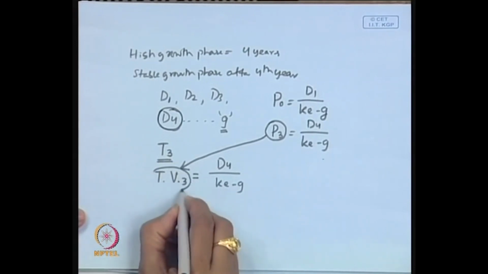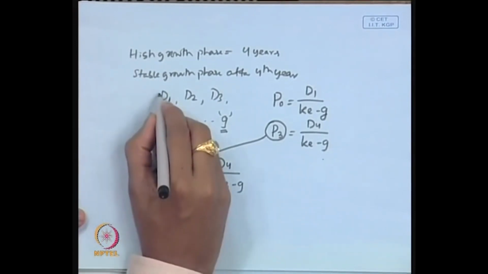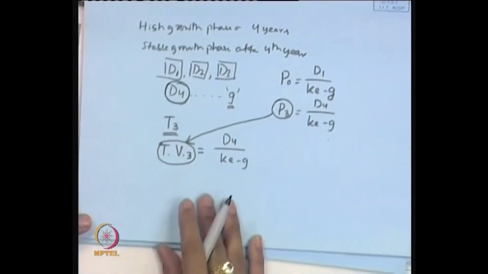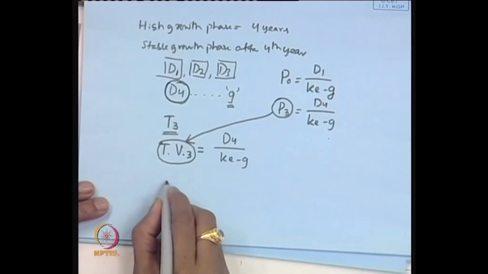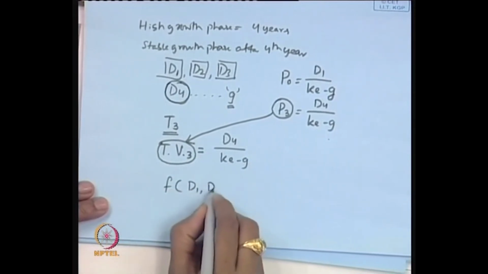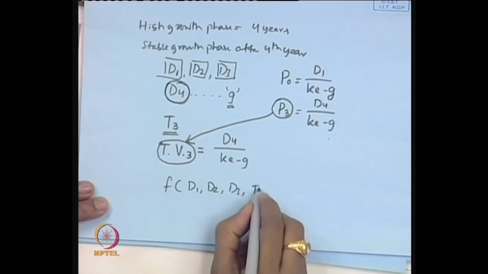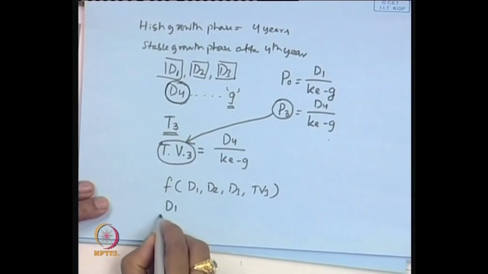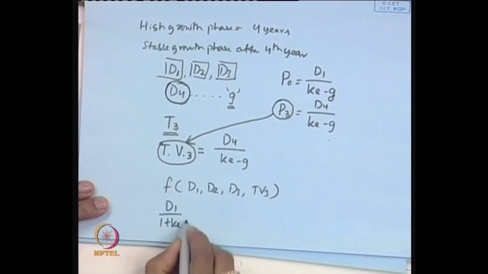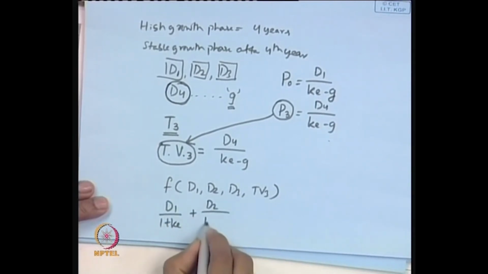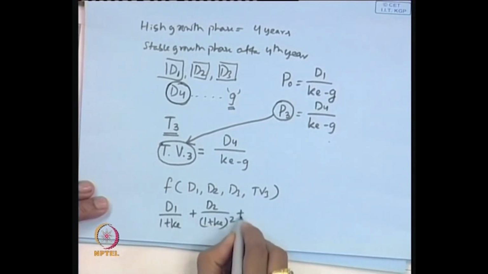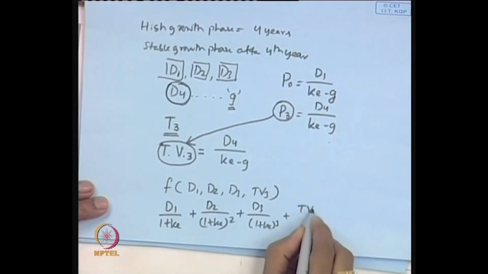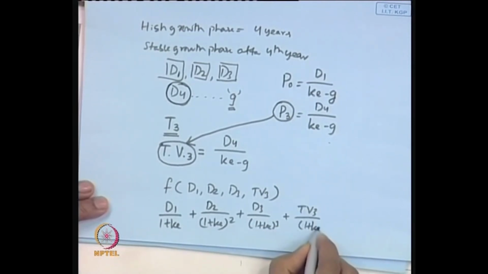So, once the terminal value 3 is found out, and we have also got dividend 1, dividend 2 and dividend 3, now the valuation becomes simpler. This valuation becomes a function of D1, D2, D3 and terminal value 3. So, what will happen in that case? We have D1 divided by 1 plus K E, plus D2 divided by 1 plus K E to the power 2, plus D3 divided by 1 plus K E to the power 3, plus terminal value 3 divided by 1 plus K E to the power 3.